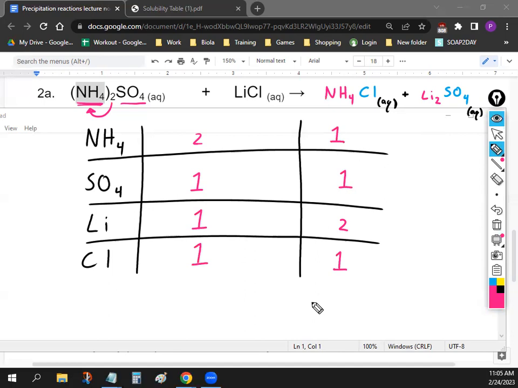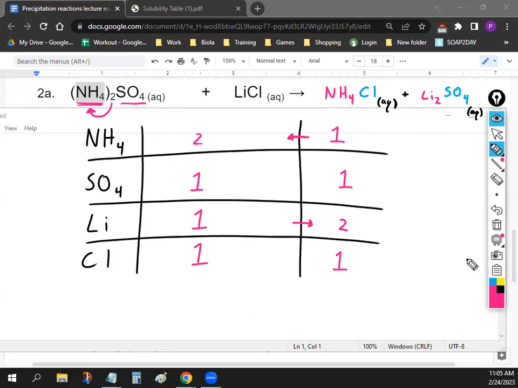All right, now if you guys notice, this is not balanced this time, right? You got more NH4s on the left side, and you have more Lis on the right side. And so we need to balance out the equation now. Okay, so let's start with NH4. You always want to add to the side that has less. So we're going to add to the right side, okay?